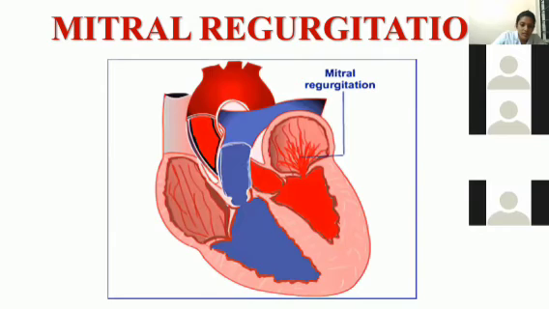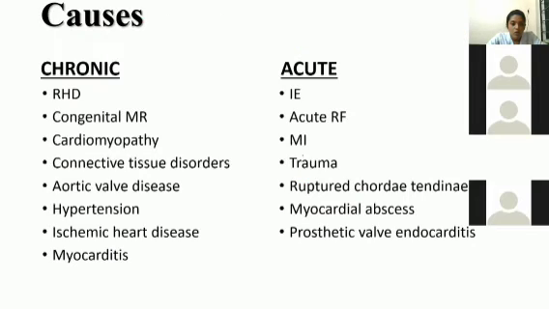So we are moving on to the next, that is mitral regurgitation. As I already said, what is regurgitation? It is a closing problem. The mitral valve is not closing properly, so the blood is flowing back to the left atrium. So this is mitral regurgitation. I think you guys are clear. The valve is not closing properly, so the blood is going back to the left atrium.